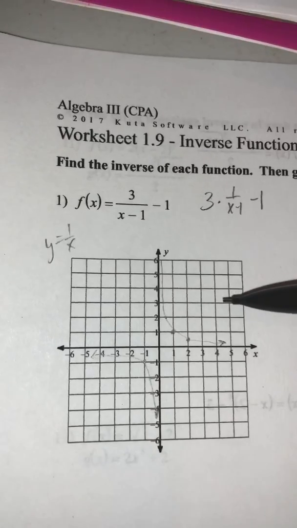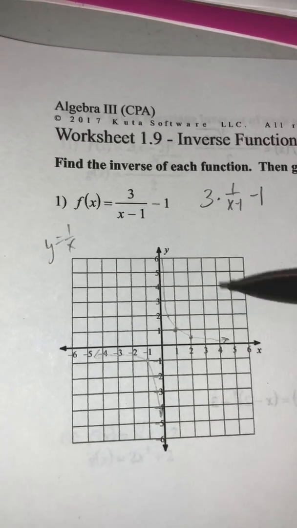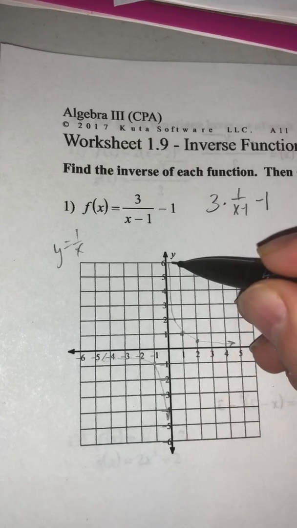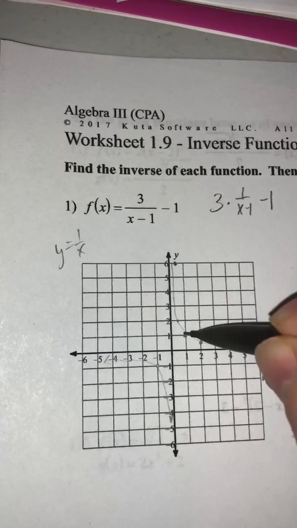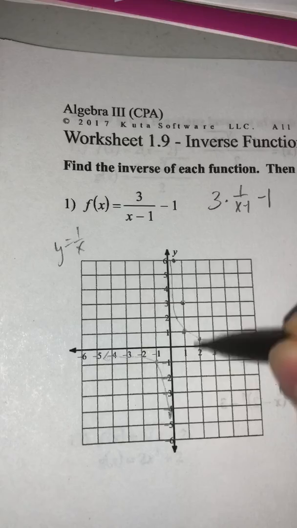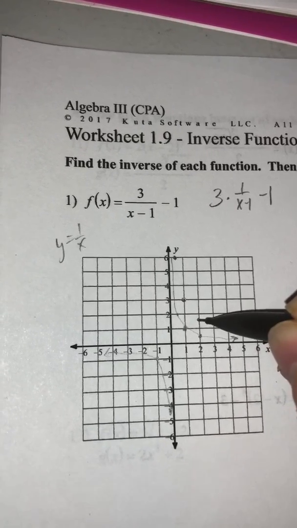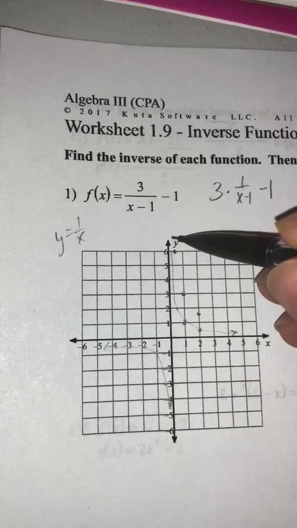Now I need to take my y values and multiply them by 3. So this one that's at 2 is now at 6. This one that was at 1 is now at 3. This was at a half, now it'll be at 1.5. And you can keep going down the line.